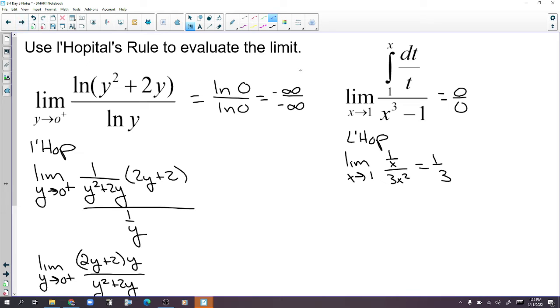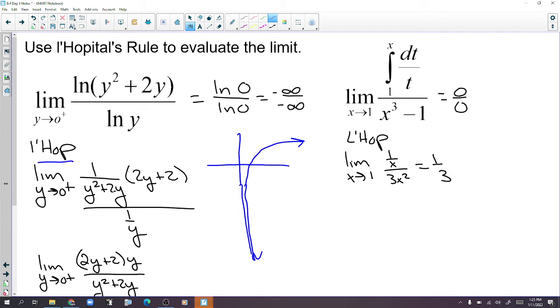Use L'Hopital's rule to evaluate the limit. Natural log of 0 is negative infinity, because there's the graph of natural log, and this goes all the way down to negative infinity. So negative infinity over negative infinity, we're going to take the derivative, we're going to do L'Hopital's.